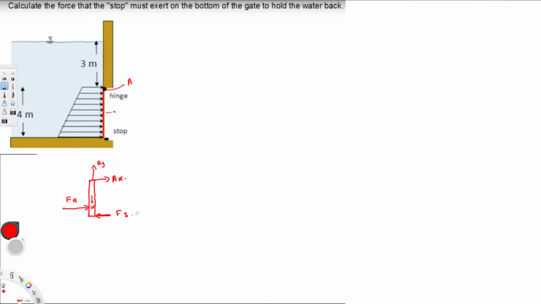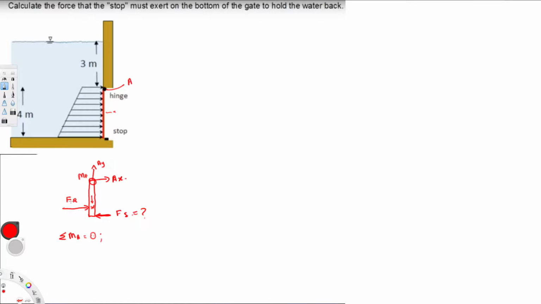But the question is asking to find the force that Stope must exert. So to find this one, we have to first see how we can relate it to other forces. Since we have too many unknowns, I can eliminate most of them by taking the moment around this point. So if I take moment around A at equilibrium, it's going to be 0.